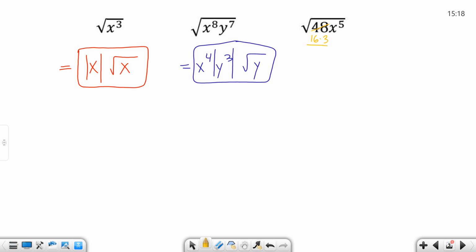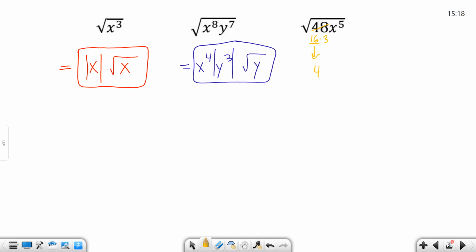And the reason I don't do something else like 24 times 2, what's the square root of 24, the square root of 2? I don't know. They're not perfect squares. I choose these two numbers. I don't even pick 12 and 4, because 4 is a perfect square, but 12 is not. 16 is the biggest perfect square. I could pick 4 and 12, but then 12 also has 4 times 3 in it. You keep going. But here, the biggest perfect square that goes into 48 is 16.